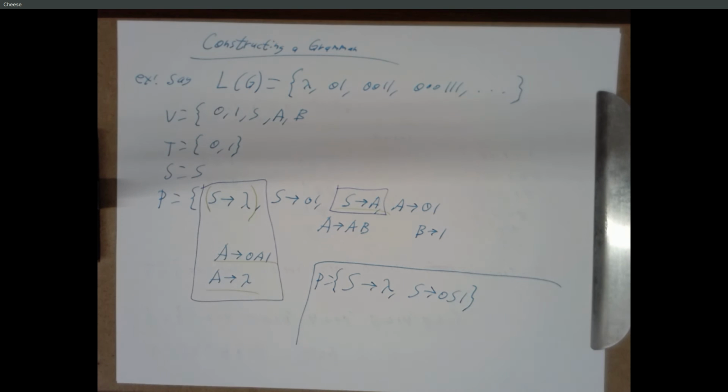We could also do this. S goes to lambda or S goes to 0, S1. And that should get us there also. So empty string, 0, empty string 1, 2 zeros, empty string 2 1s.